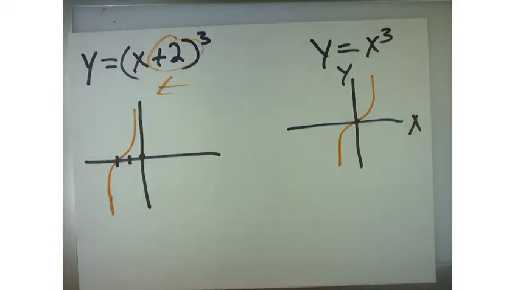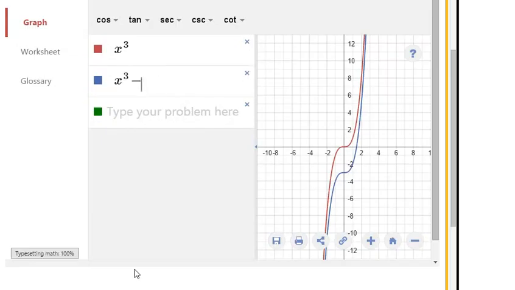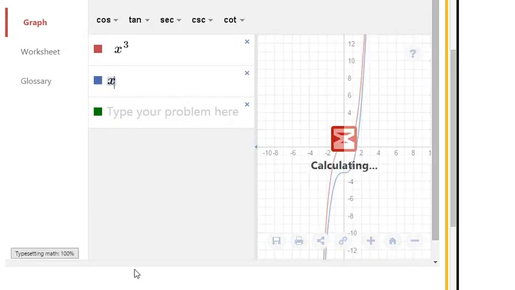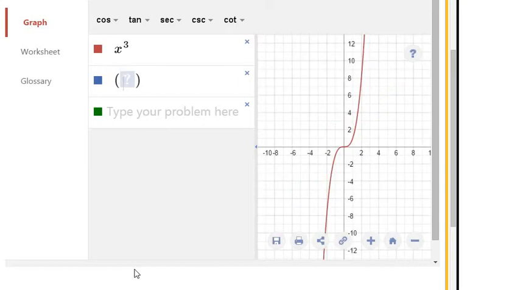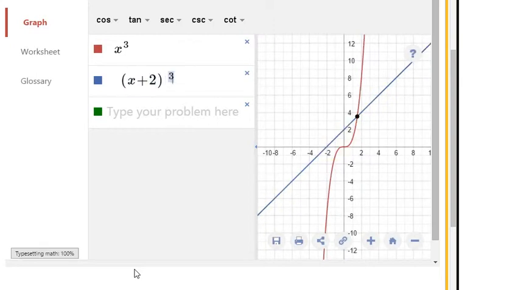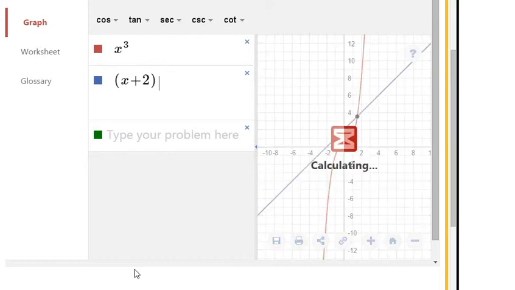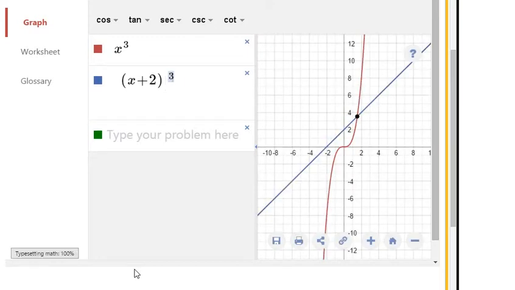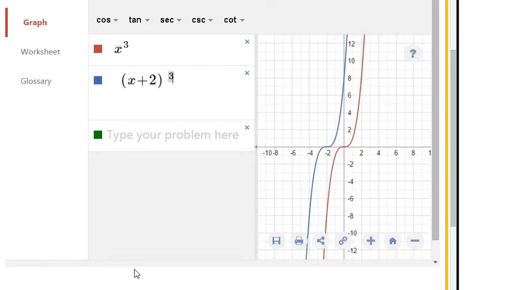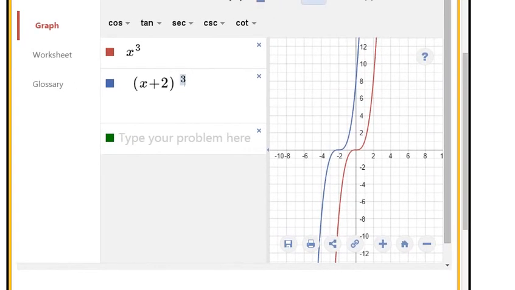Let's see if that's what it does. So now I'm going to change all this, and I'm going to put in parentheses x plus 2, and then I'm going to raise that to the third power. And that's exactly what it did. It just shifted it over 2 units to the left, correct? Okay.